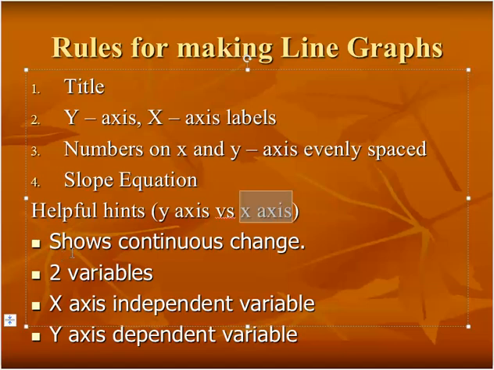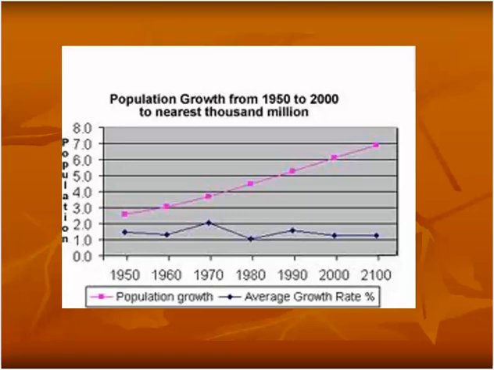A line graph or a scatter plot is going to show continuous change. It's going to use two variables. The x-axis is going to be the independent variable and the y-axis is going to be the dependent variable. That's kind of repetitive from what we said the other day. Here's an example of a scatter plot. We like to call this a line graph, but it's really just a scatter plot because it's got these points that they've connected. So it is a scatter plot.